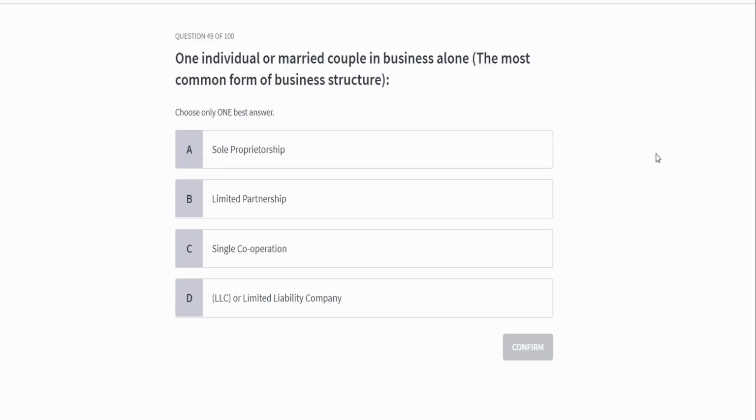All right, next one, 49. One individual or married couple in business alone, the most common form of business structure. Okay, is it A, sole proprietorship, B, limited partnership, C, single corporation, or D, an LLC, or a limited liability company? So, going to give you guys some time to figure that one out.